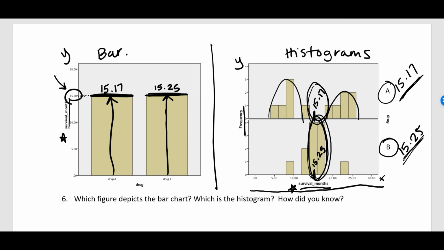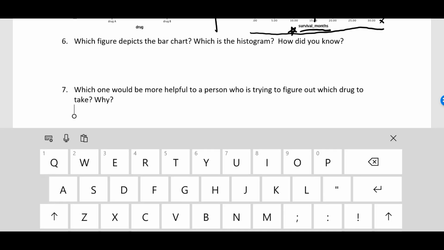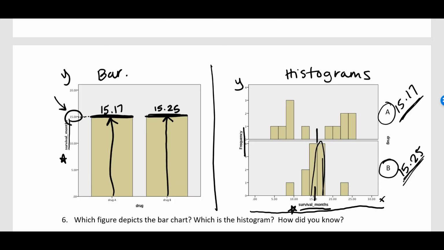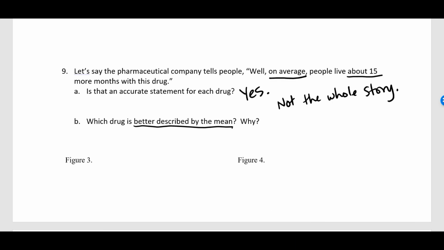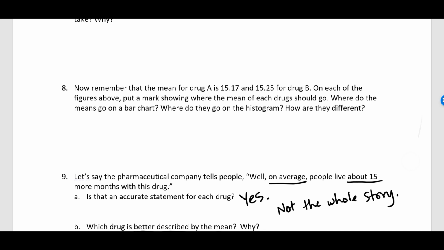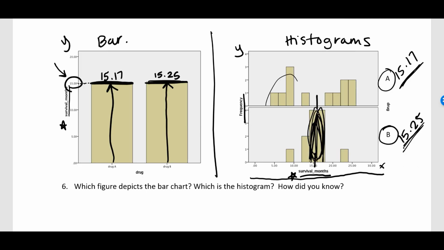For drug A, it's not super accurate because the 15-month spot, there's nobody there. The 15-month spot for drug B, yeah, that's where most of our people are. So it makes more sense when we're talking about drug B. Drug B is better described by the mean because drug B's values are more clustered around that point, whereas drug A's are way more spread out.